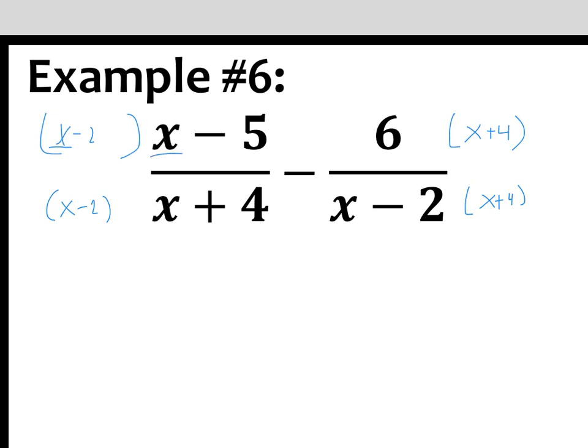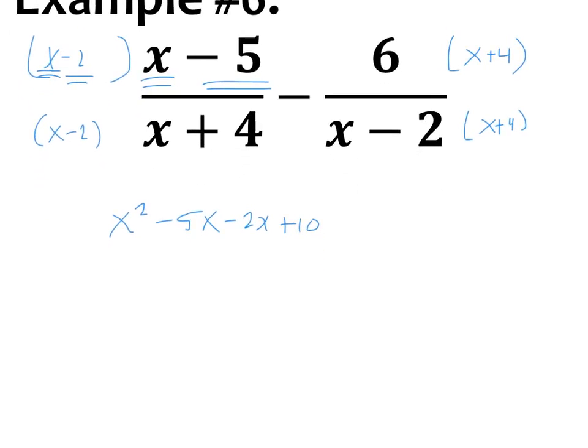So x times x is x squared. x times negative 5 is negative 5x. And we've distributed the first term. Okay, then negative 2 now. Negative 2 times x, negative 2x. Negative 2 times negative 5 is plus 10. I'm going to go ahead and simplify that numerator before I write the denominator too. So I'm going to combine those middle terms. I get x squared minus 7x plus 10. And then I'll go ahead and write my denominator. x minus 2, x plus 4.